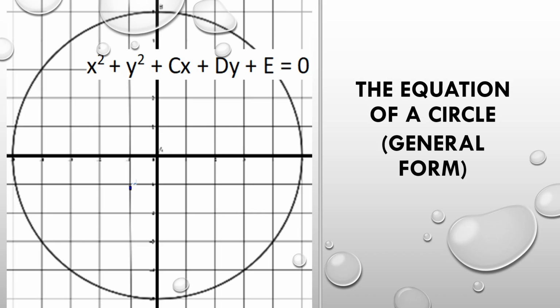The second is the general form, written as x² + y² + cx + dy + e = 0. If the equation of a circle is written in general form, we have to transform the equation into standard or center-radius form so that we can easily identify the center and the radius.